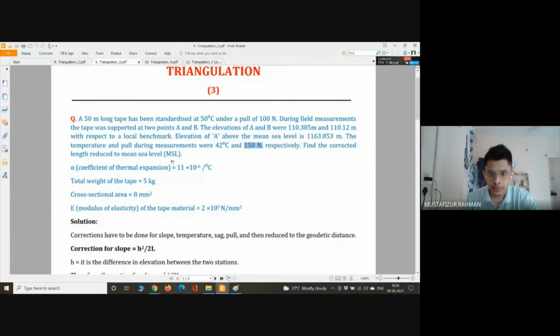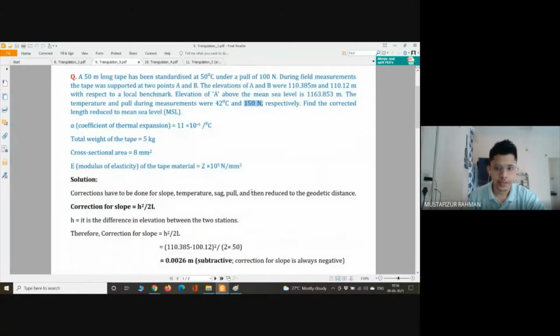The coefficient of thermal expansion of the tape material is given. The total weight of the tape or chain is given. The cross-sectional area is given and the modulus of elasticity is given. So these are given because of this pull. Now you know this formula already, where we apply axial force in a material and there is some elongation or compression in the material according to the nature of the applied force, right? P into L divided by AE. That same formula we will use here.